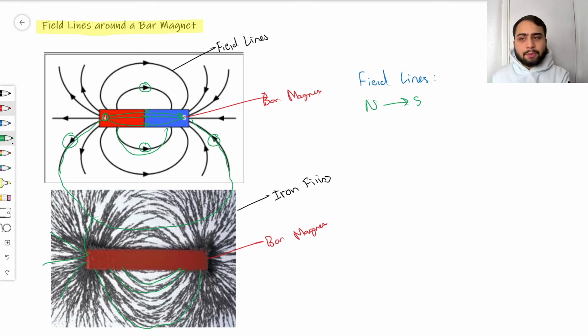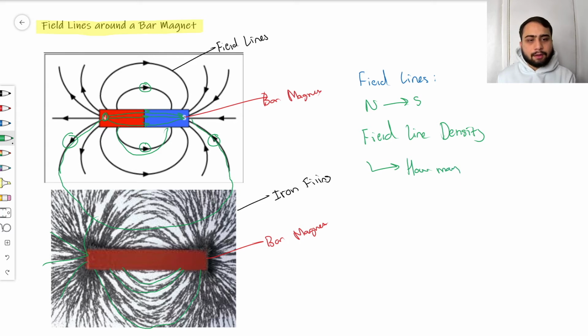Okay, now we want to understand how we can actually measure the strength of a magnetic field. Well, that's shown by the field line density. Okay, that sounds like a complicated word, but let's break it down. What does density actually mean? Density means how much stuff there is in a certain volume. So really what we're looking at here is how many field lines in a certain area.